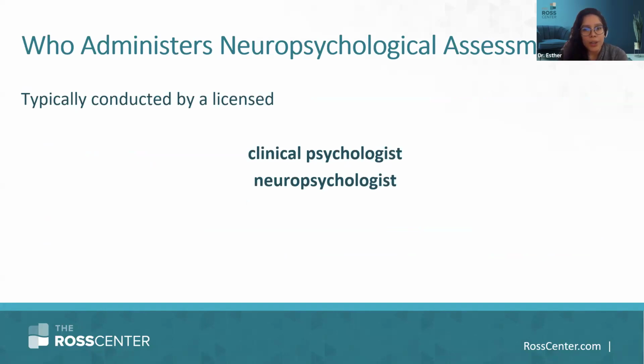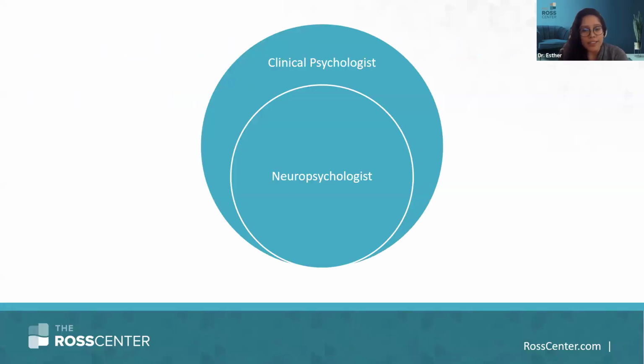So now regarding who administers neuropsychological assessments. These are typically conducted by licensed professionals, and specifically a licensed clinical psychologist or neuropsychologist. There is some confusion about the difference between the two, so I did want to take a moment just to highlight that. Actually, a neuropsychologist is a type of clinical psychologist. So clinical psychologists and neuropsychologists all receive the same training and academic trajectory. However, I did want to highlight the critical differences between the two and where they might get additional or supplemental training.